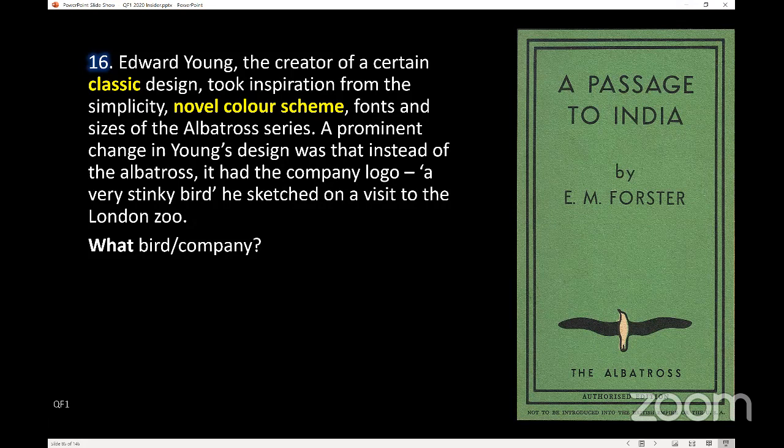So you see a book here from the Albatross series. That's another publisher from the early 20th century. So Edward Young was inspired by this design, this novel color scheme and a classic design, and he decided to make small changes to it. The most prominent of which was that instead of the albatross, he had another bird. So what bird was this?